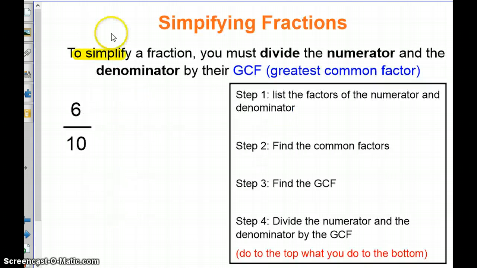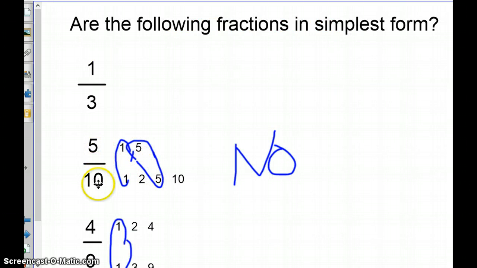Yes, it is. Once you've found out that a fraction is not in its simplest form, you then need to go ahead and simplify it. The way that you do that is the same steps we did before. We listed the factors of the numerator and the denominator. You find the common factors, and you find the GCF. Remember, the GCF stands for greatest common factor. If we look back at this example, 5/10, the largest factor they have in common is 5. So for this fraction, the GCF would be 5.